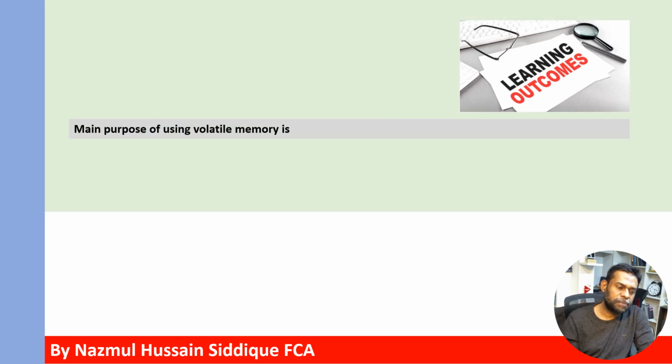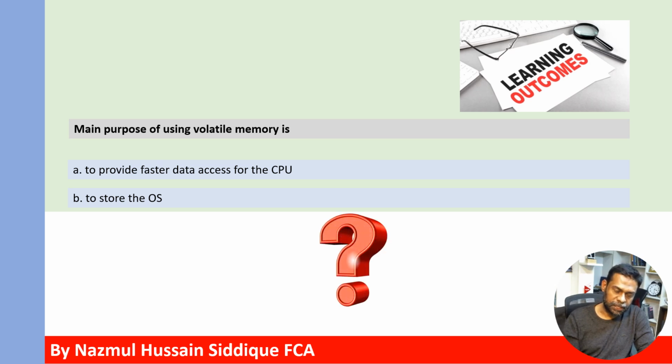Next question: is the main purpose of using volatile memory A, to provide faster data access for the CPU, or B, to store the OS? Which one is the correct answer? The correct answer is A, to provide faster data access for the CPU. It is the main purpose of using volatile memory.